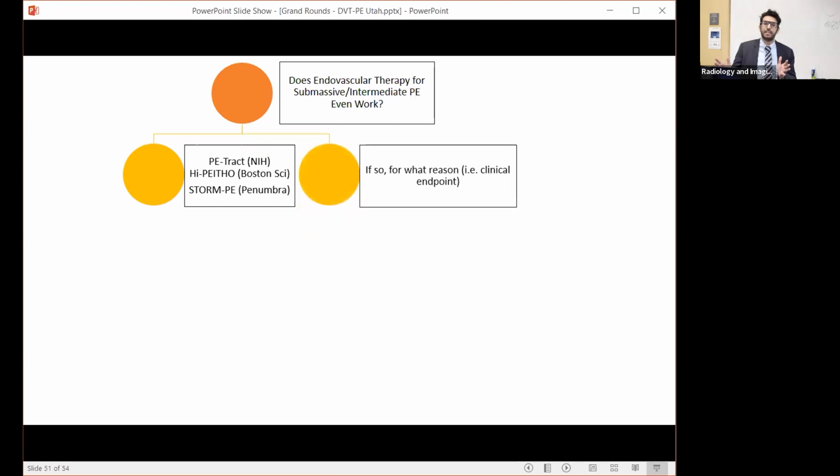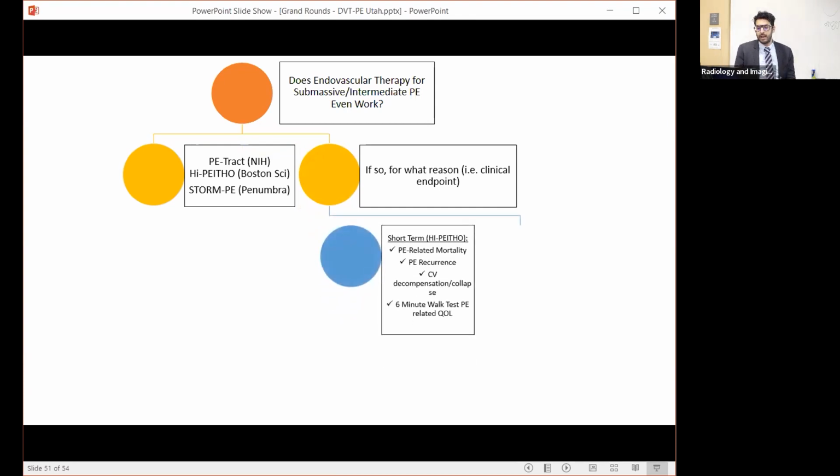And if the answer is yes, why does this work? Why do we care? Why are we going to be doing these interventions? There are short-term outcomes, which I think HI-PEITHO will be addressing, which is PE-related mortality. Will there actually be a mortality benefit? PE recurrence, the readmission issue that I talked about, decompensation. A lot of these patients can decompensate or progress into massive PE. And then the 6-minute walk test and quality of life in the short term.